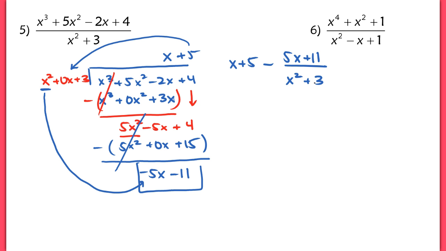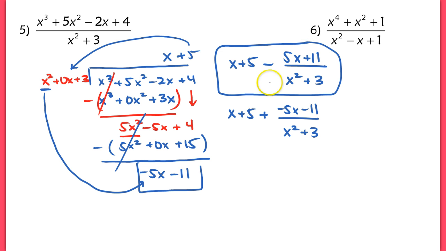Okay, so another way that you could write this as well is x plus 5 plus a negative 5x minus 11 over x squared plus 3. This is the preferred way to write this, but it's okay to equivalently write that down here. That's the same exact expression, okay? But eventually we're going to get you used to doing this because it'll help you later on.